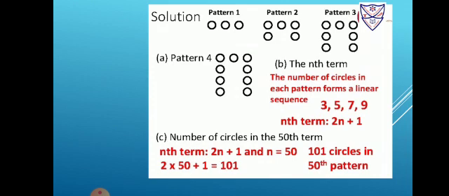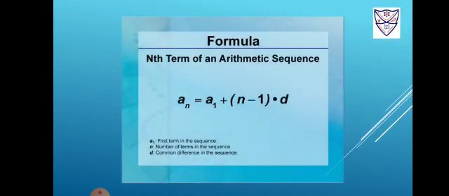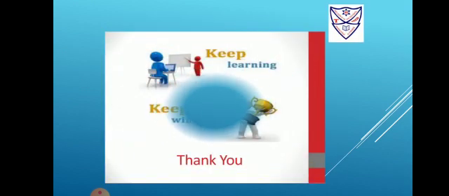Now students, how is this 2n plus 1 formed? There is a general formula to find the general rule for the nth term. So this is the formula. The nth term of an arithmetic sequence is a_n equals a_1 plus (n minus 1) times d. a_1 is the first term, meaning we will write the first term of the sequence. d is the common difference, like in the earlier case we were getting 2 as the common difference. And then we have to solve this. So this way we can find the nth term of an arithmetic sequence, and this will come in your later classes. Thank you.